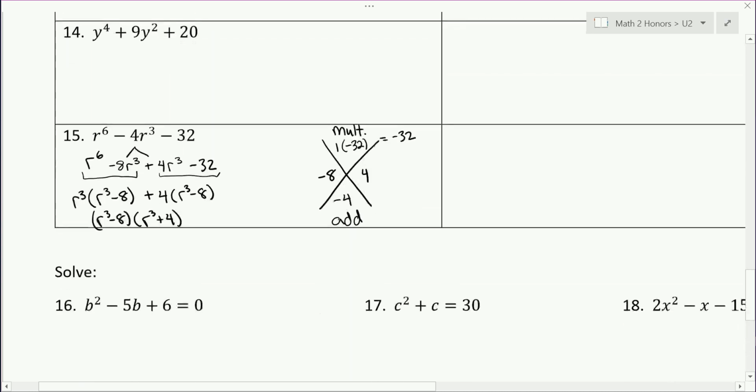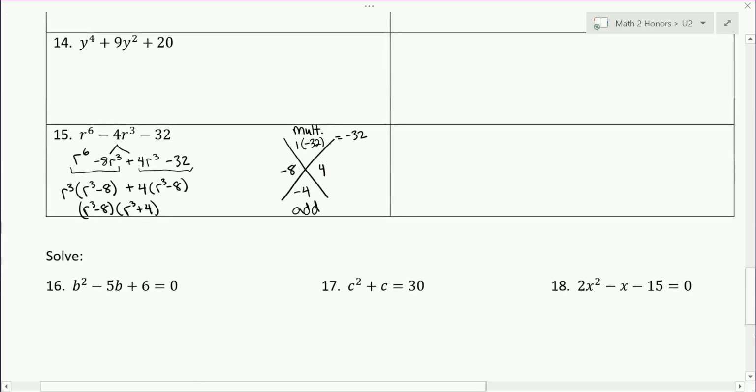Let's do a solving problem together. I'll let you pick one that we will do together. 16, 17, or 18. Your pick. 17? Okay, I heard 17 first. Let's do 17. So you tell me, 17, what do we have to do first? Why? Okay, we want to make the equation equal to 0, so we're going to have to subtract 30 from both sides of that equation. And we get c squared plus c minus 30 equals 0, because we want to use the zero product property, so it's got to be equal to 0.